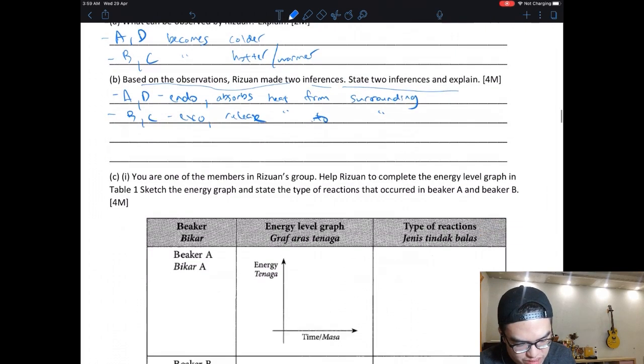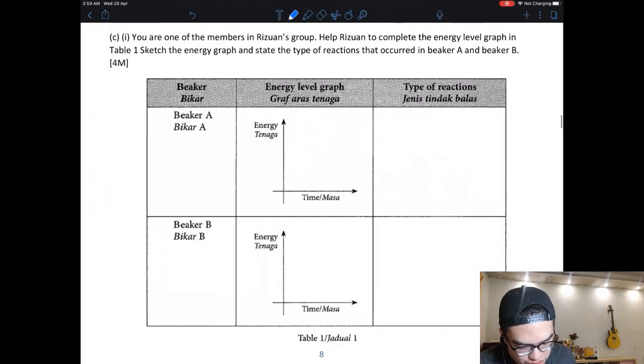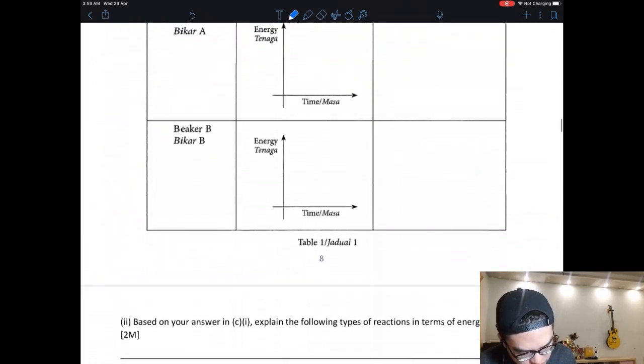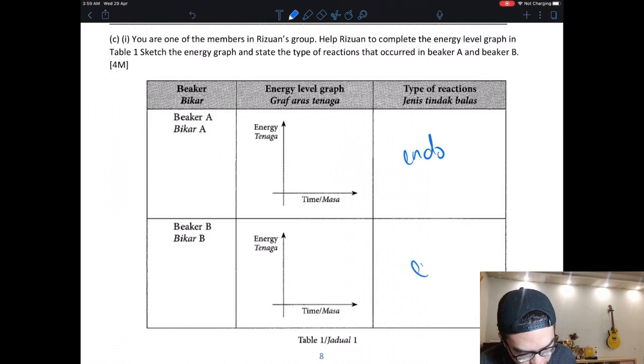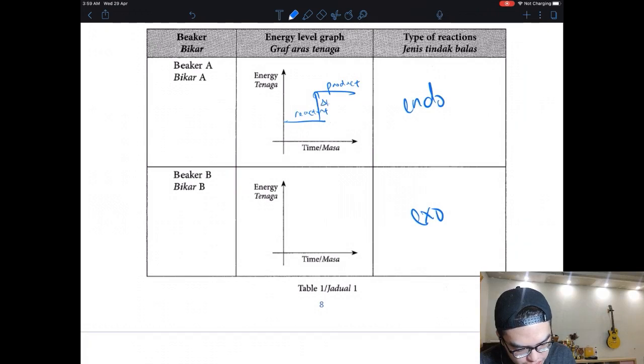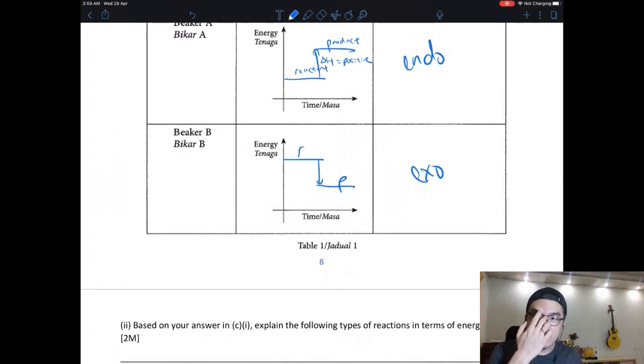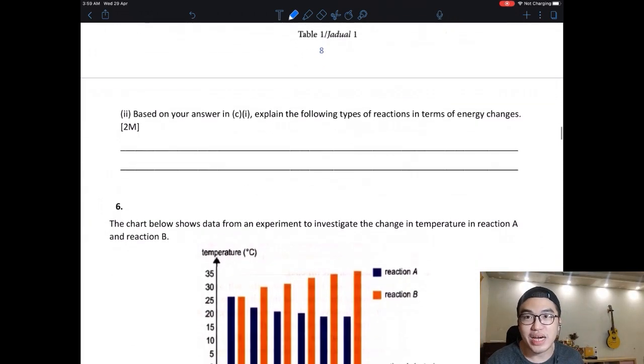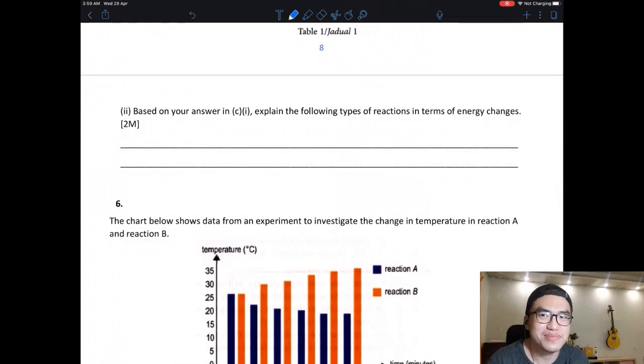So simple. Okay, so sketch this. We already know A is endo, B is exo. So draw your graph. Endo should look like this. Reactant and product. Okay, it gets heat. So the delta H here is positive. Okay, exo is release heat. Reactant, product. Okay, if you can't score in this chapter, I feel sad for you, seriously. So easy. That's why it's not going to be asked much. Yeah, PT3 is cancelled. Why do you care?